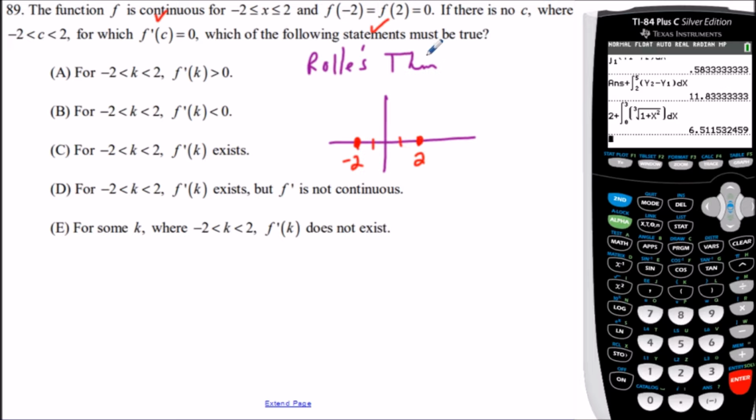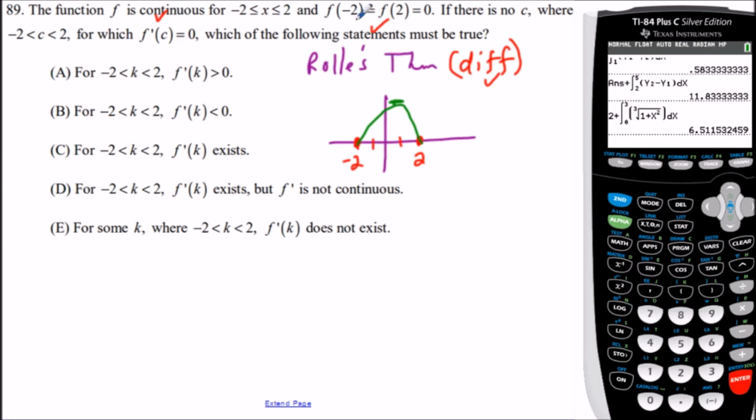The third condition of Rolle's theorem is that the function is differentiable. And if those three conditions are met, then there is a c value on the interval from negative 2 to 2 where the slope of the function is equal to 0. So if I were to just draw a continuous and differentiable function here, see how this would be the location where my derivative is 0. But in this question, they're saying there is no c value. So which of the following statements must be true?